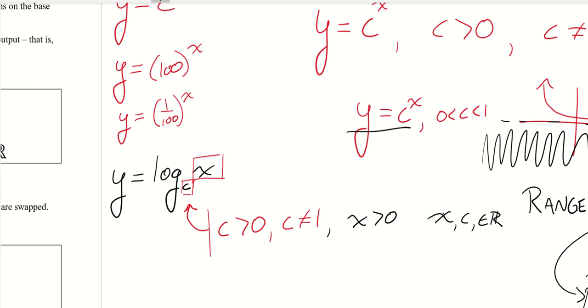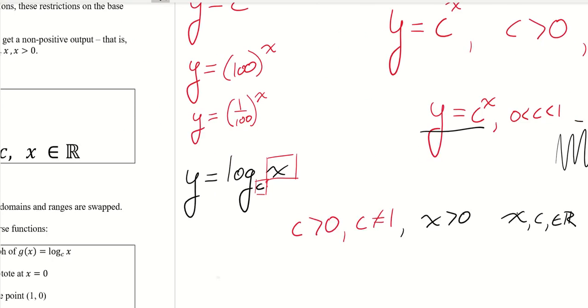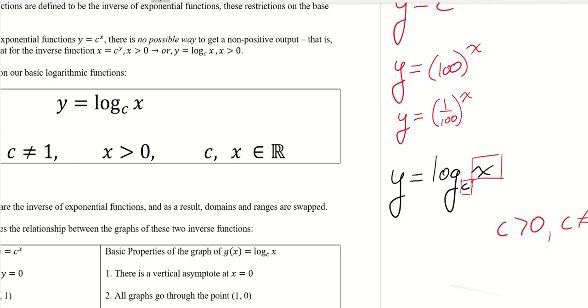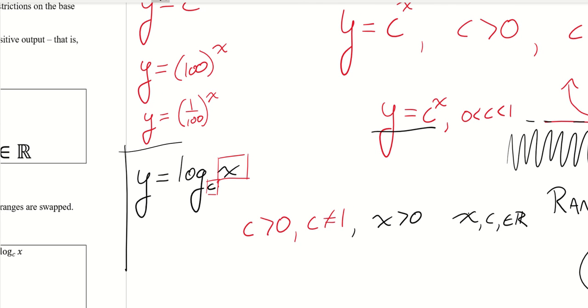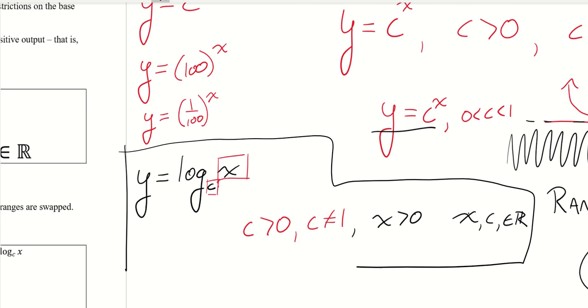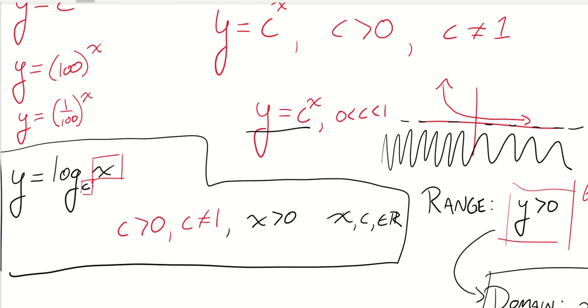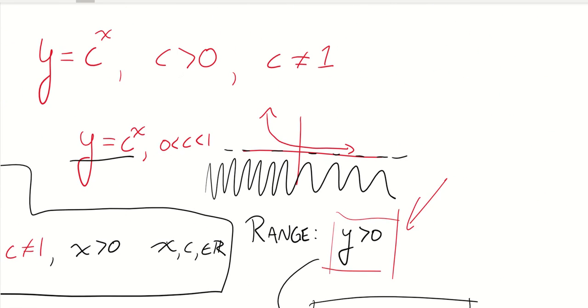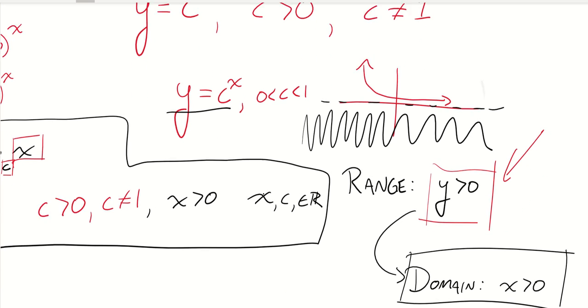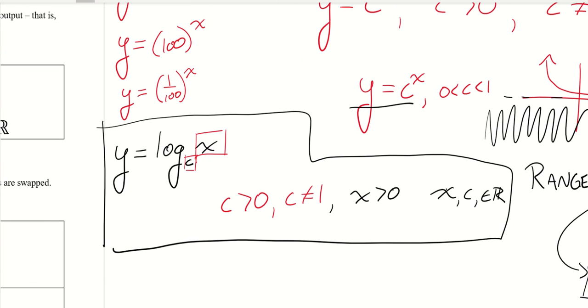And obviously x should be a real number, and c should be a real number. So the base can be any real number that is positive and not 1, and the input can be any real number that is positive. These are the restrictions that we have for logarithmic functions. Hopefully this look at the restrictions on exponential functions has made it clear why we have these restrictions for logarithmic functions.